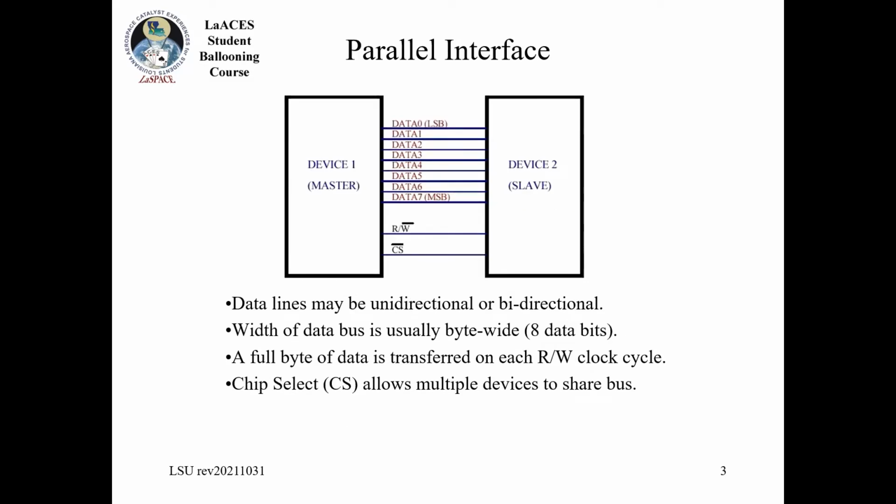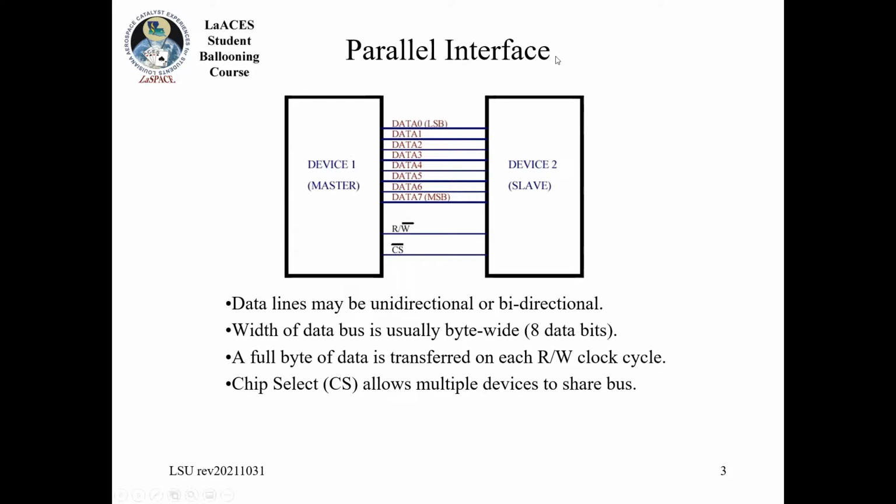Whereas in this case, you have multiple different data lines. All of these data lines are going from either device 1 to device 2 or the reverse, right? And the point is that for every single one, you can send multiple bits at the same time, in parallel with each other. That's why it's called a parallel interface.